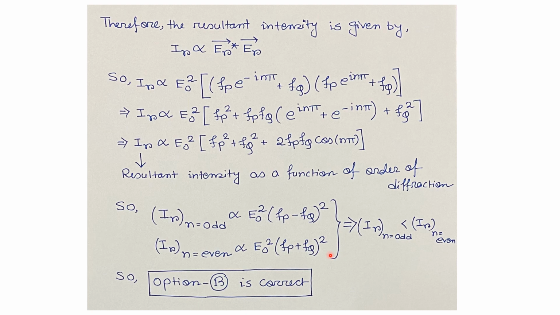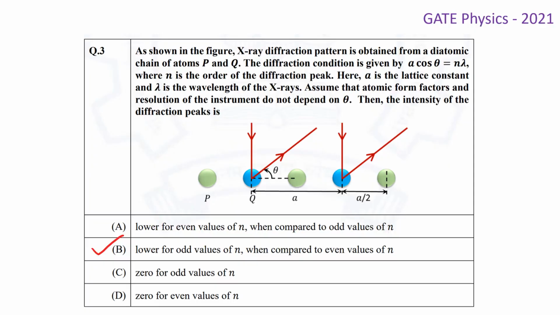Clearly, it has been seen that the resultant intensity for n odd is less than the resultant intensity for n even. So among the four options, option B is the correct answer. Option B says the intensity is lower for odd values of n when compared to the even values of n. This is the correct answer for this question.